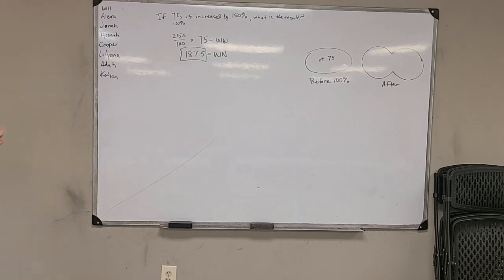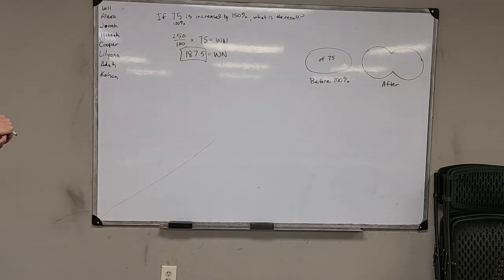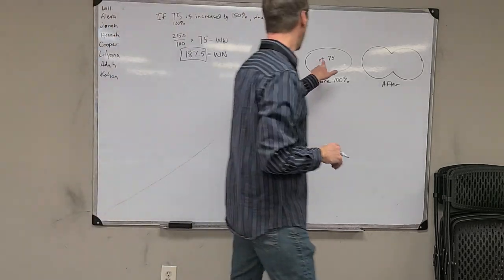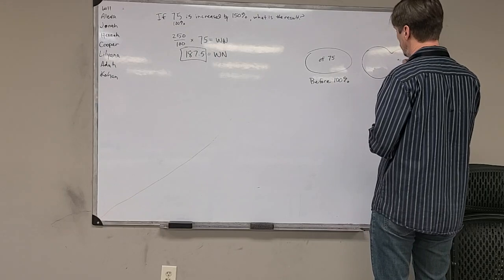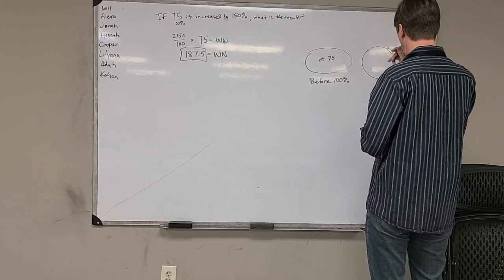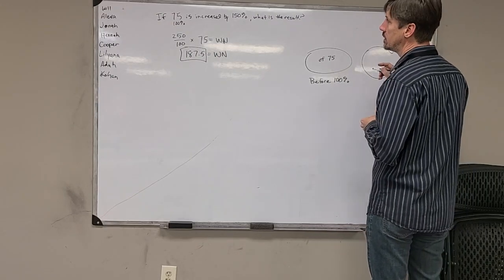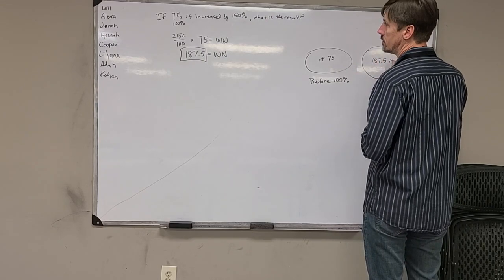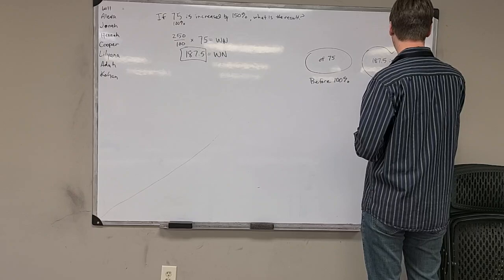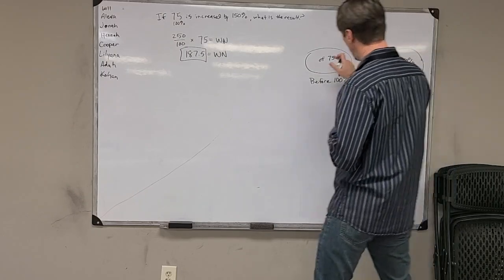And then when we draw the diagram, we have the of 75 here, and after, we say 187.5 is 250% of 75.